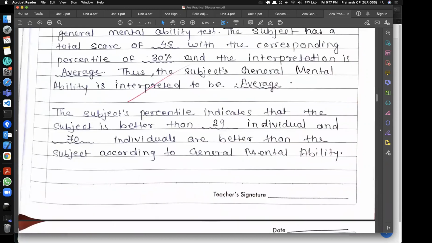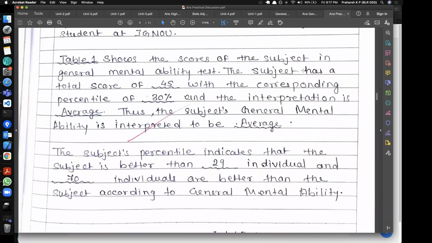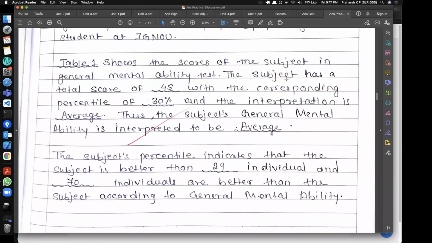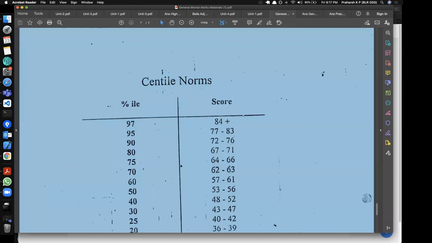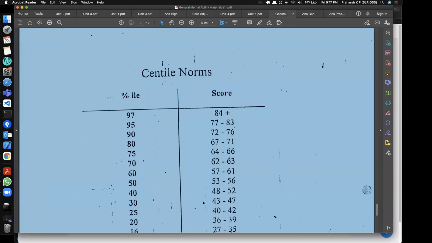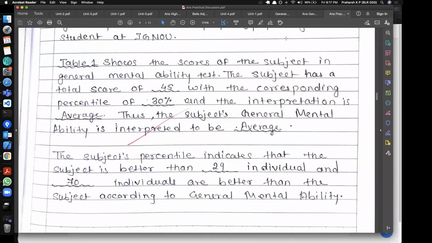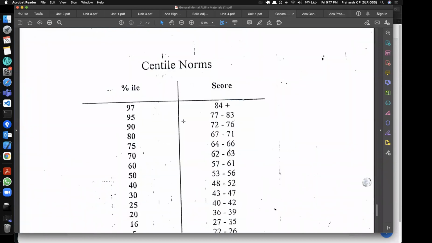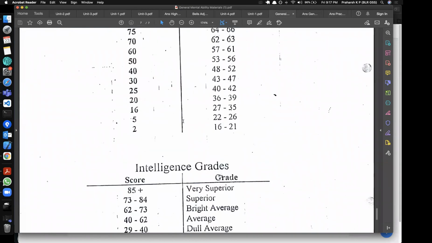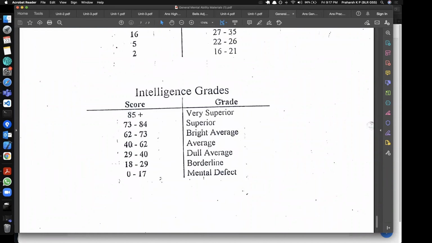Table 1 shows the scores of the subject in the general mental ability test. The subject has a total score of 45. So this particular subject got 45. When you look at 45 in this table, where does the person fall? Somewhere here. He got 45. So we go with the 45 to this table, and 45 is this.